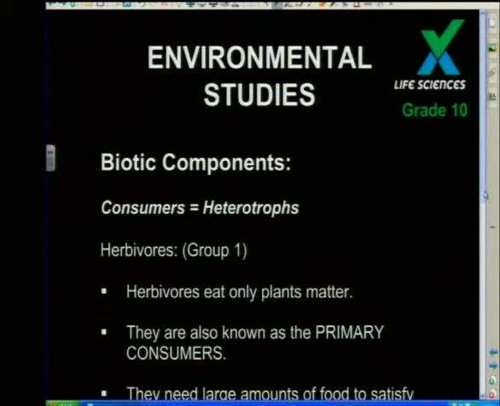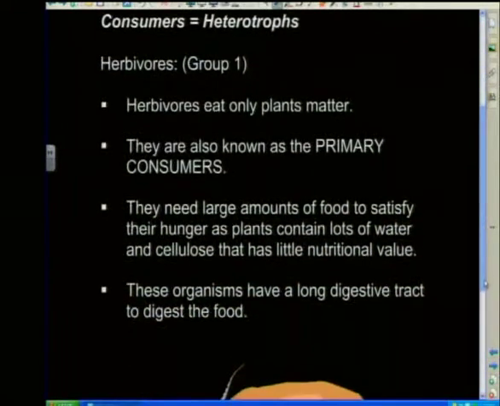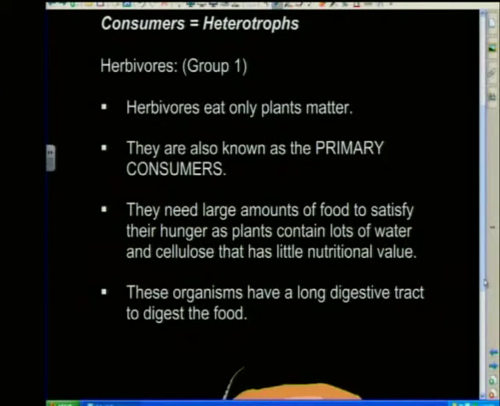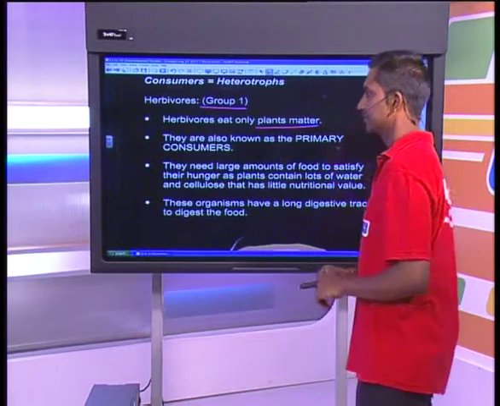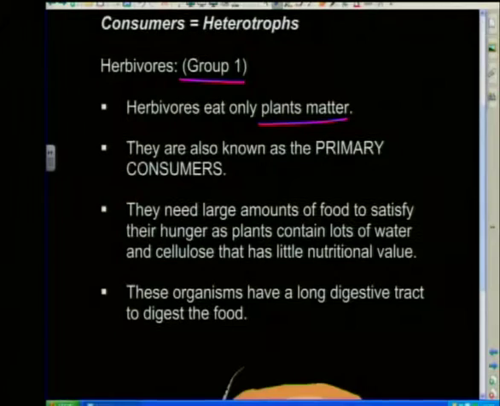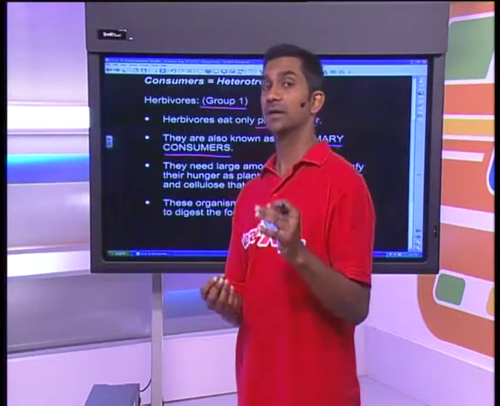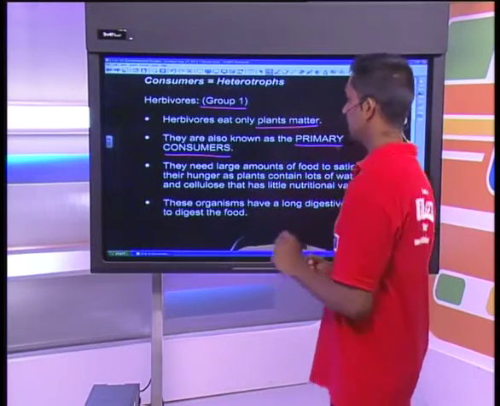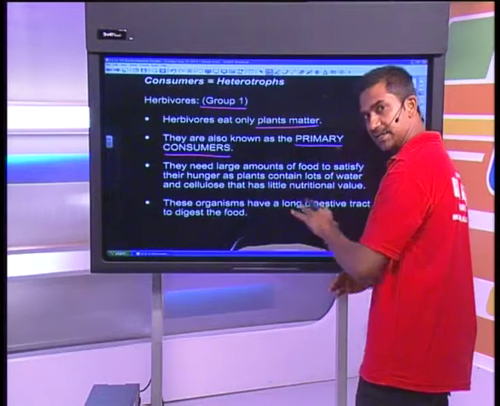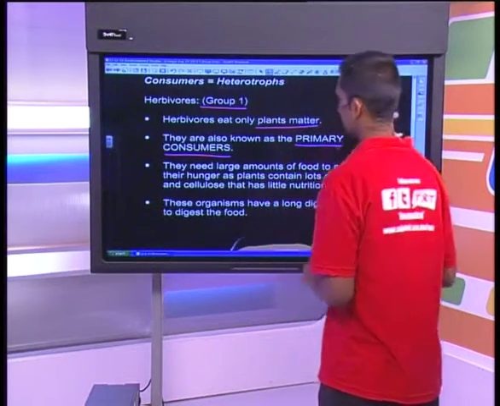Right. Let's look at herbivores in detail. So herbivores form the first group of consumers. Herbivores would exclusively eat plant material or plant matter. They are also known as the primary consumers. Primary because these refer to the organisms that are the ones that eat plants, and hence they are the primary consumers, and hence form the first level in an ecosystem.